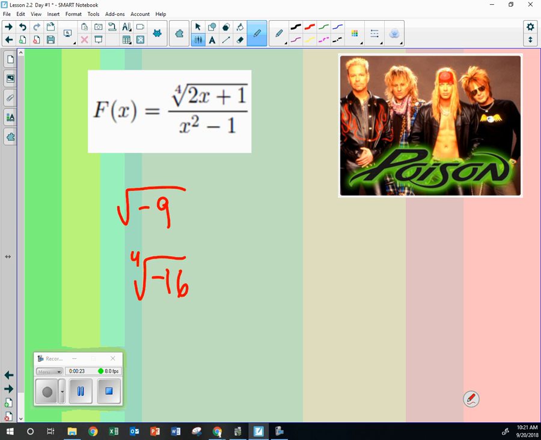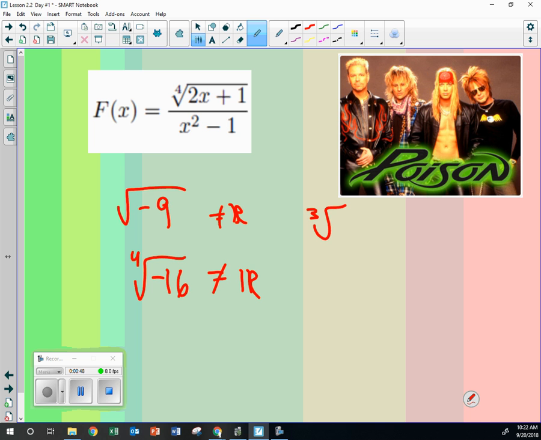How about the fourth root of -16? Is it 2? So is 2 times 2 times 2 times 2 equal to -16? How about -2 times -2 times -2 times -2? No. So none of these are a part of the reals. Neither of these are. How about this one?